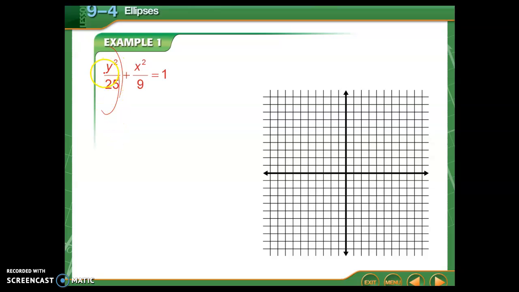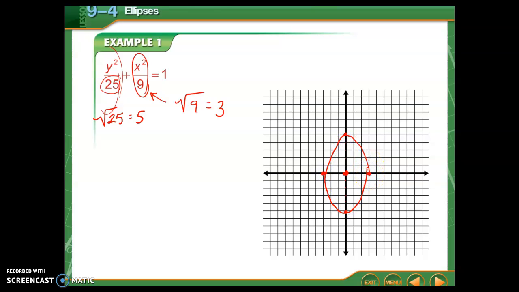So what we're going to do is look for our center. Center would be 0, 0 because there's no numbers. And then to figure out how far we're going to go up and down from that center, we're going to take the square root of 25, which is 5. So we're going to go up 5, 1, 2, 3, 4, 5, and down 5. So that total length should be 2 times 5, or 10. And then to figure out how many we go left or right, because this is under the x, so that's our left or right, we do square root of 9, which is 3. So we're going to go 3 to the right, and 3 to the left. And then you can kind of connect it for your ellipse.